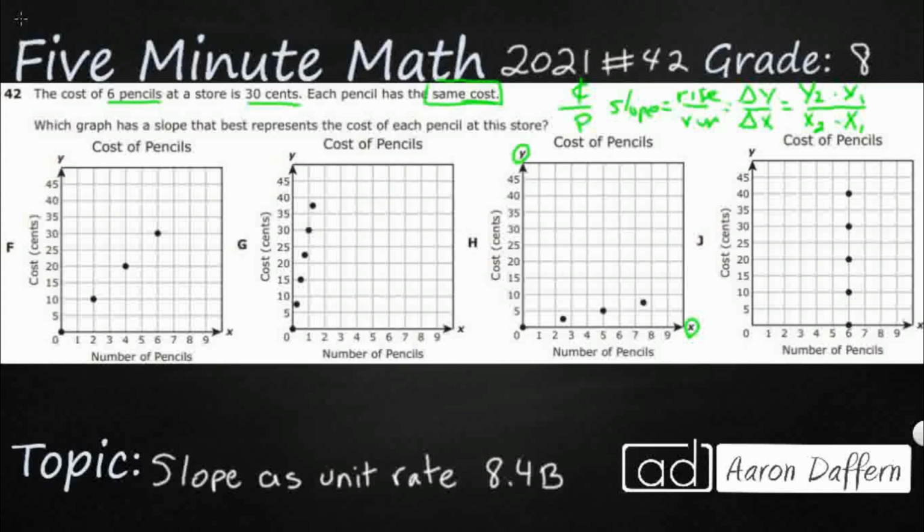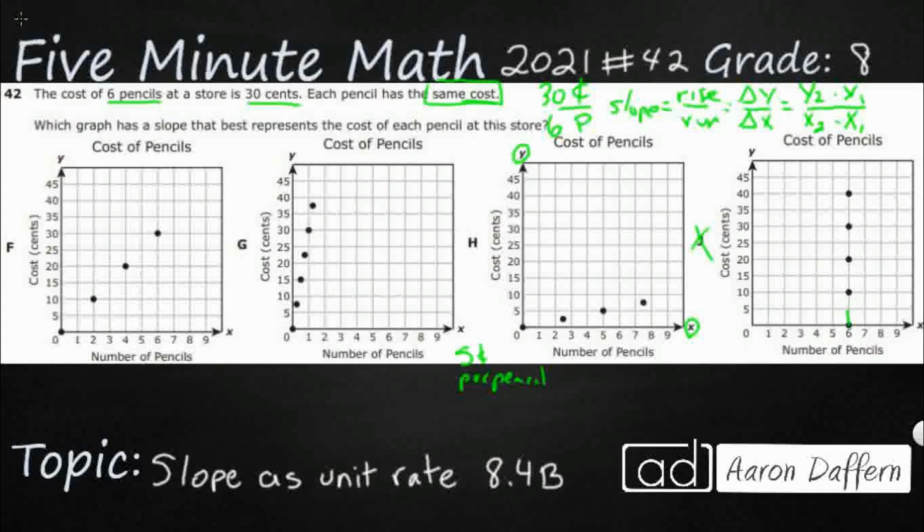So we've got 6 pencils, and that is going to cost us 30 cents. So we can get a unit rate pretty easily of 30 over 6. That is going to be, looks like, 5 cents per pencil. All right, so that's pretty basic, cheap pencils. So we need to find a slope now, and we don't necessarily have lines. We've just got dots. We can go ahead and cross off J.